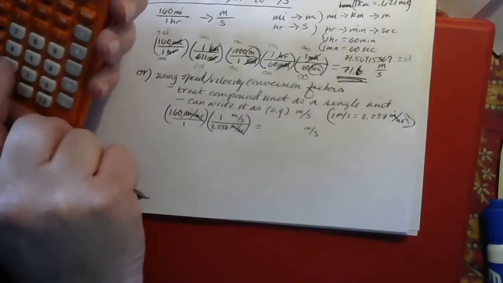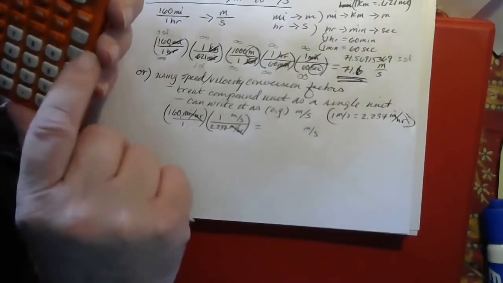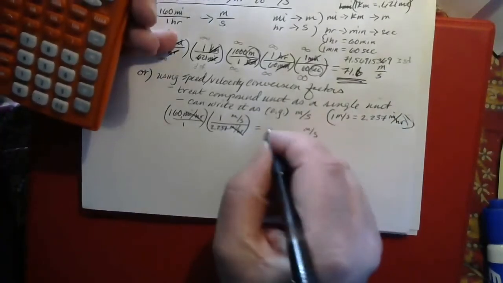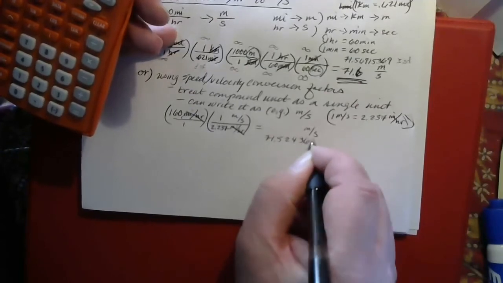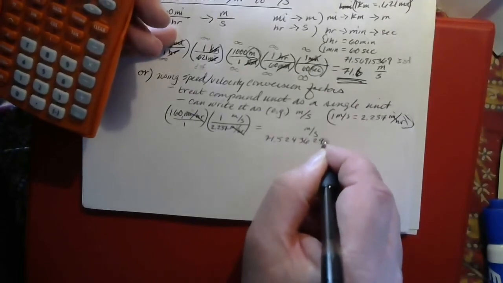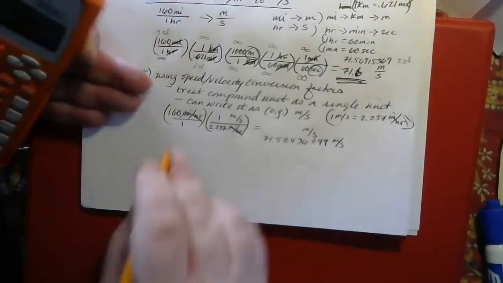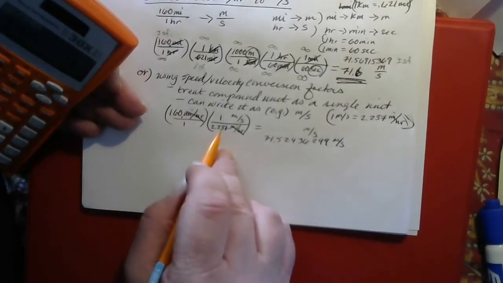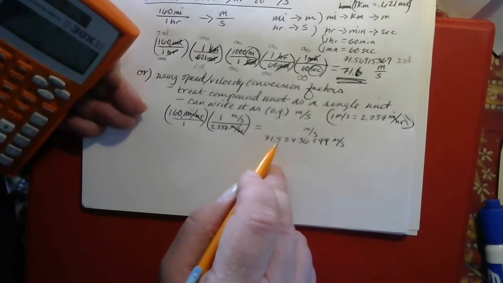And if we take 160 divided by 2.237, we get 71.52436299 meters per second. Again, we're limited to 3 significant figures because of the 160. This is 4 significant figures here. So 7, 1, and 5 can stay.